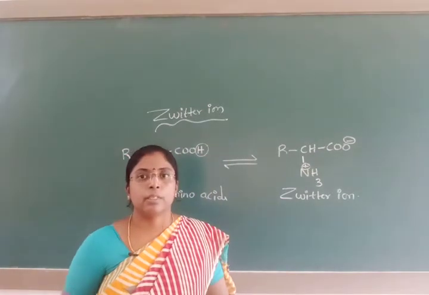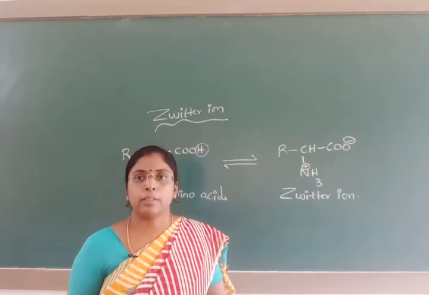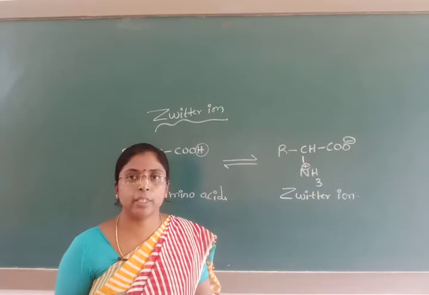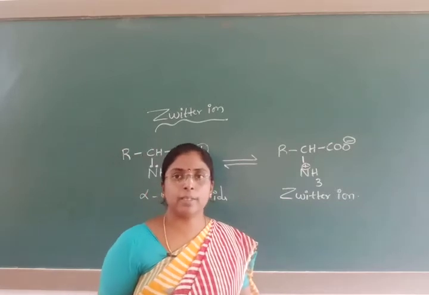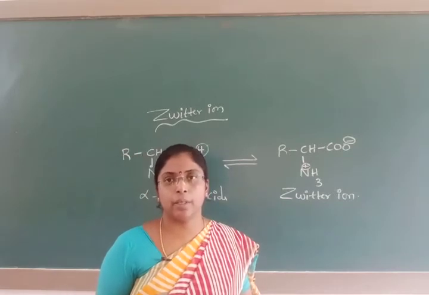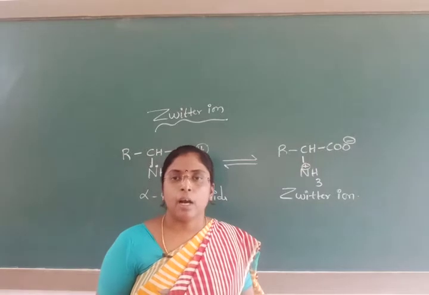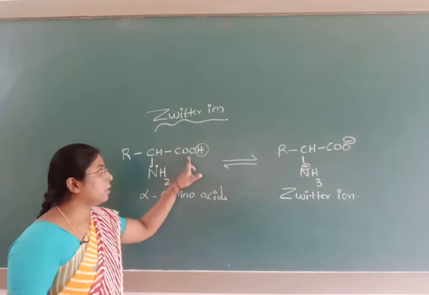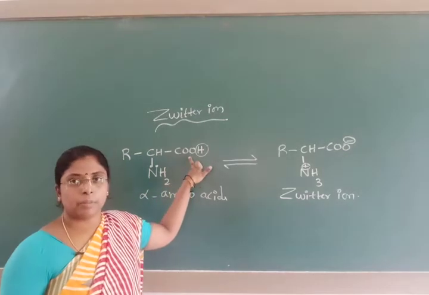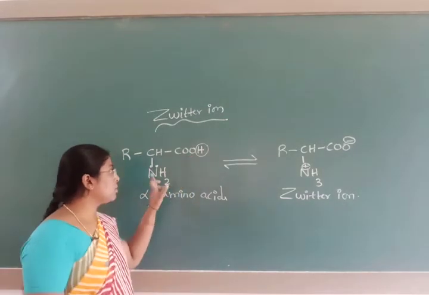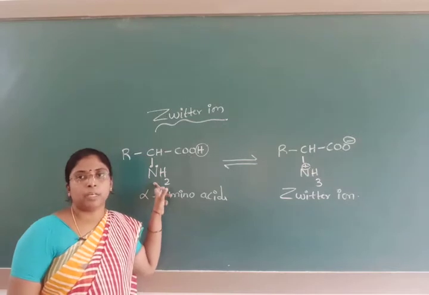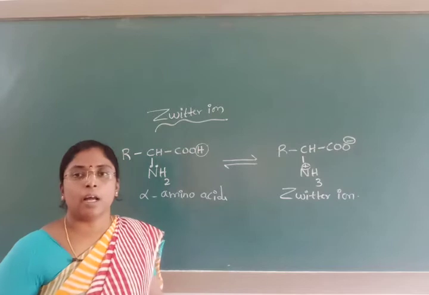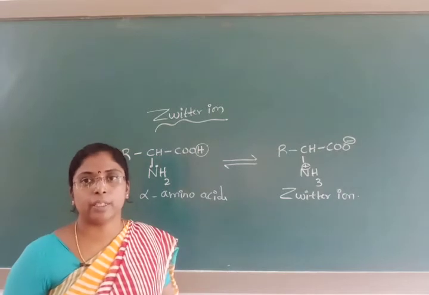Here this alpha amino acid is amphoteric in nature. Amphoteric means it behaves both as an acid as well as a base. Alpha amino acid is amphoteric because of the presence of the carboxylic group, it behaves as an acid. Because of the presence of the amino group, it behaves as a base. Hence, alpha amino acids are amphoteric in nature.